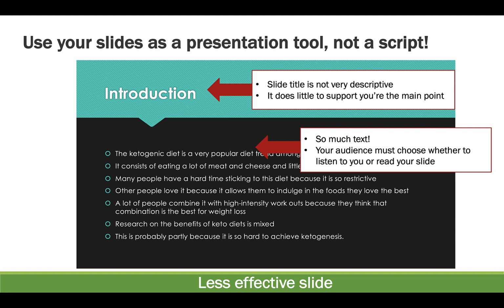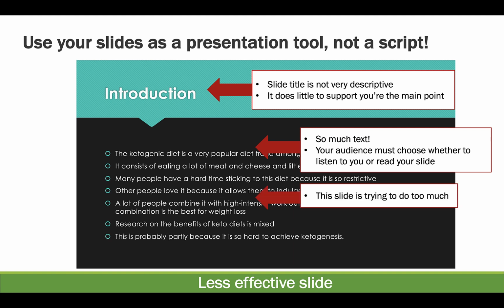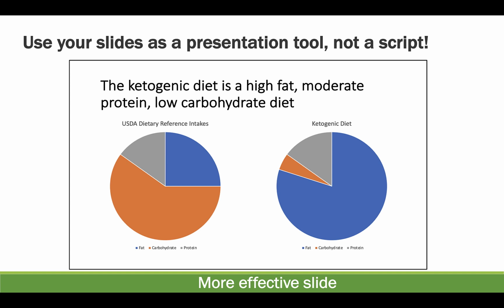When this happens, your audience must choose whether to listen to you or to read your slide. Also notice that the bullets on the slide are all over the place. This slide is trying to do too much and conveying too many disparate points. Each slide should have one main point that it's trying to convey, and the next slide can then convey the next point. Here's a revised introduction to the ketogenic diet.